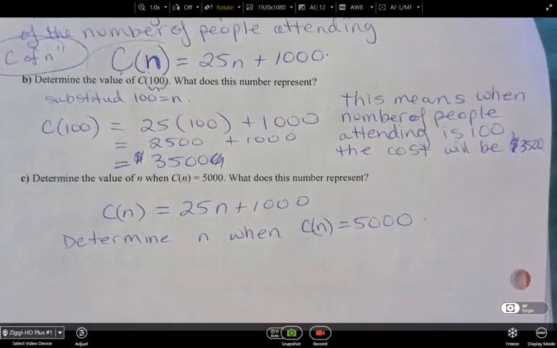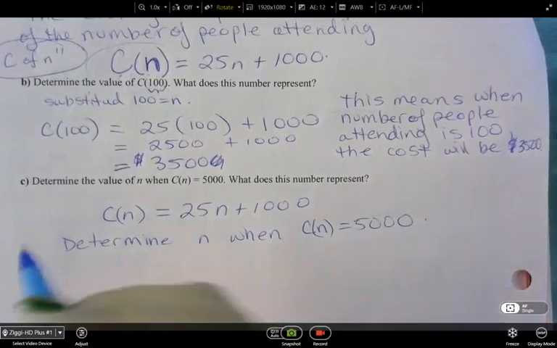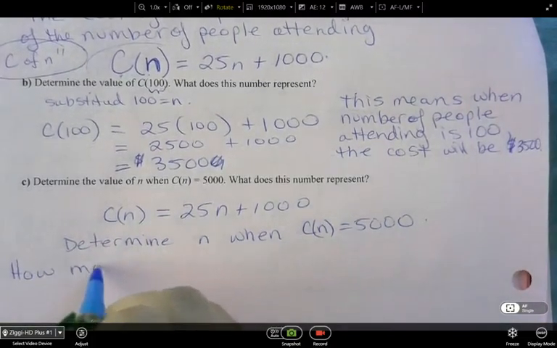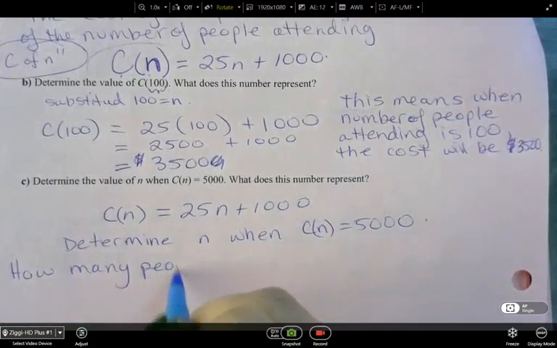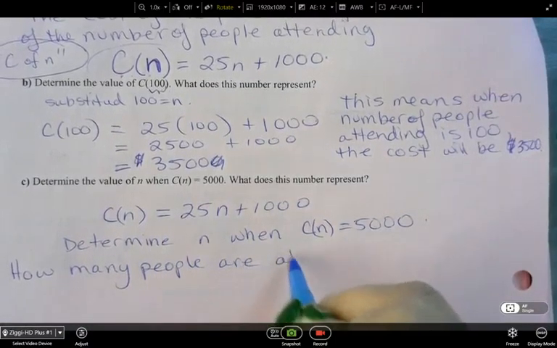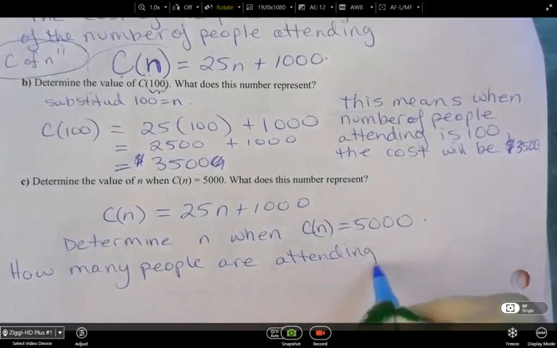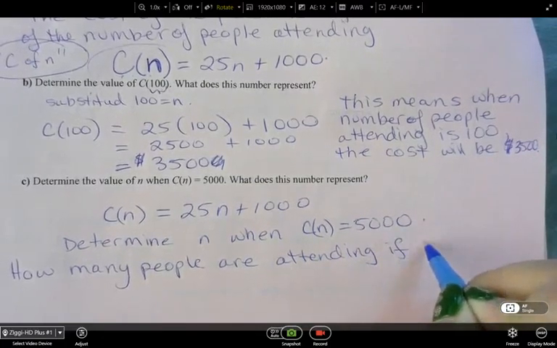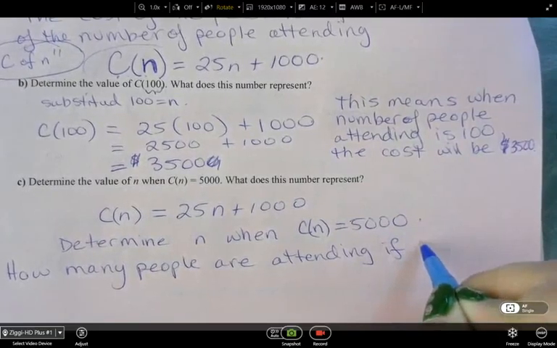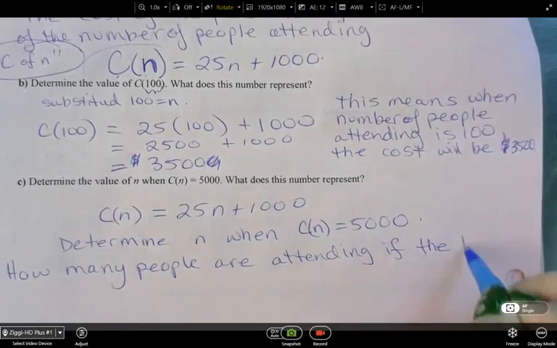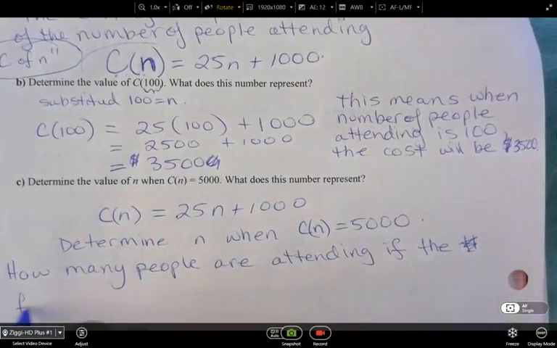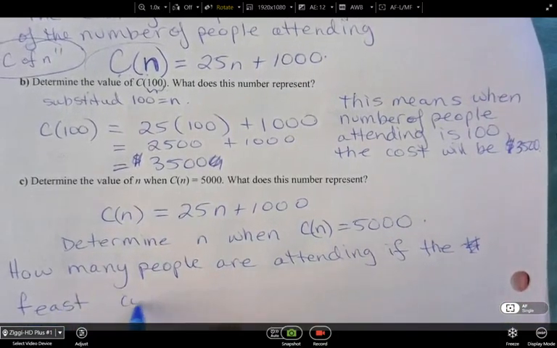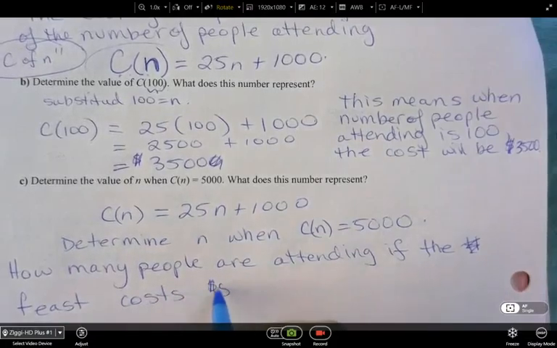So what do I have to figure out in my question? How many people are attending? How many people are attending if the feast costs $5,000.